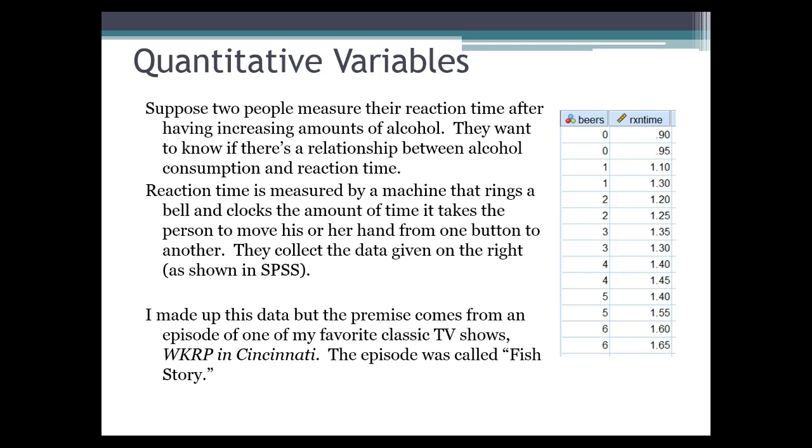In this example, which I made up based on a premise from an old episode of WKRP in Cincinnati, we've got two TJs drinking increasing amounts of alcohol and taking a reaction time test. For the first person sober, the reaction time was 9/10 of a second. The second person sober was 0.95 of a second, etc. All right, so we're going to look at a scatter plot.